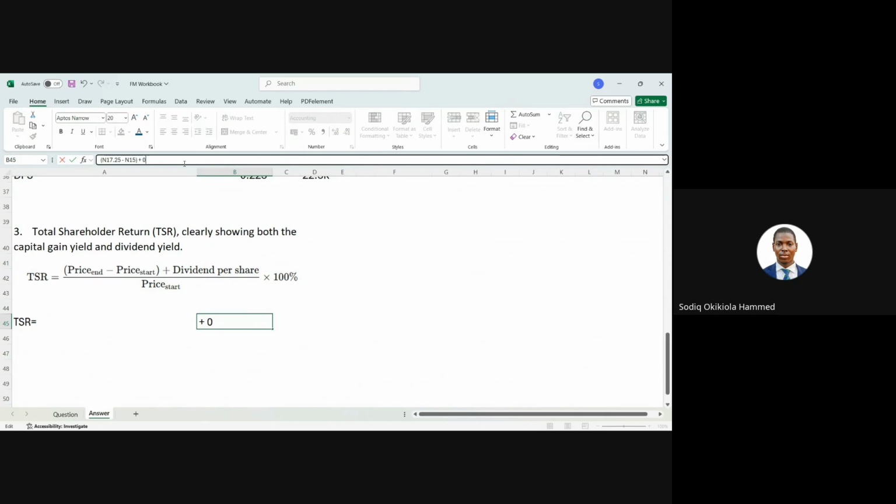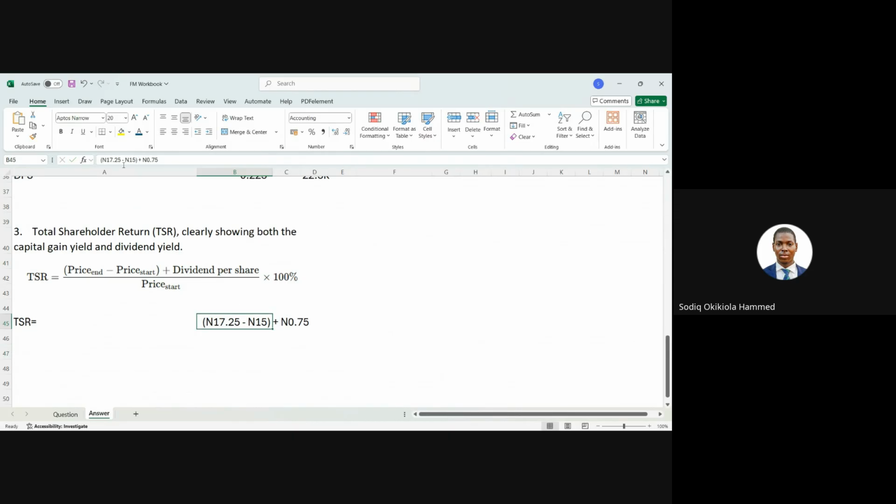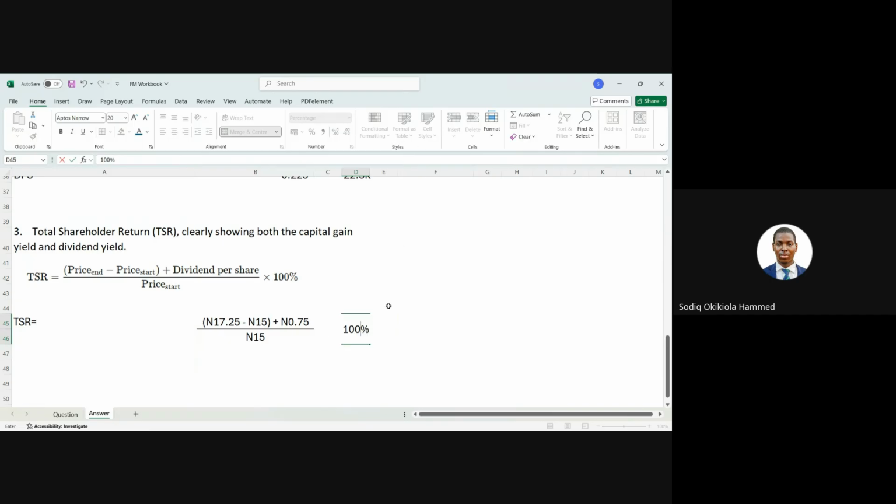Plus 0.75, all of them in naira. Divided by share price at the start, which is 15 naira. Then we are going to multiply by 100%. So that is just as simple as that.